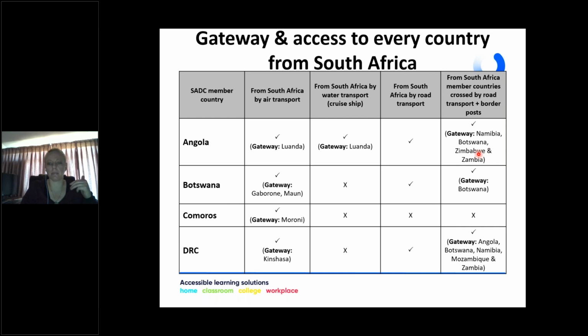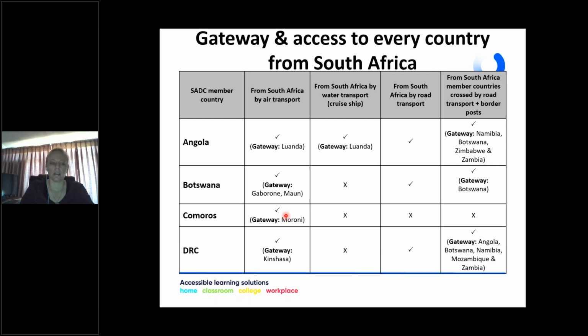Okay, if we look at Botswana, via air transport, you will get to Gaborone. You can't use water transport to get to Botswana, as Botswana doesn't have a coastline. You can go to Botswana via road transport, and you will then go from South Africa to Botswana. If you look at the Comores, you can reach it via air transport, Moroni. So you can get to the Comores via air transport.